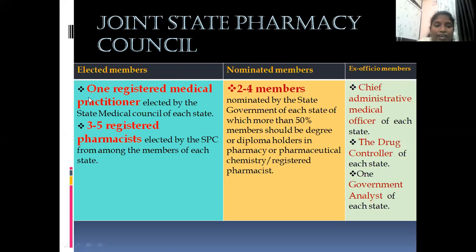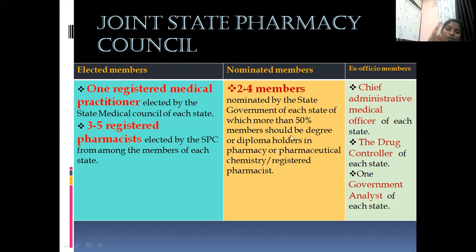Okay, it contains the elected members, same as the State Pharmacy Council. Here, 1 registered pharmacist, 3 to 5 registered practitioners, that is the physicians, and 3 to 5 registered pharmacists. And the nominated members, who are the nominated members? 4 to 5 members.